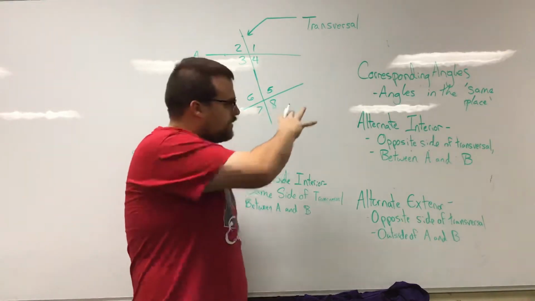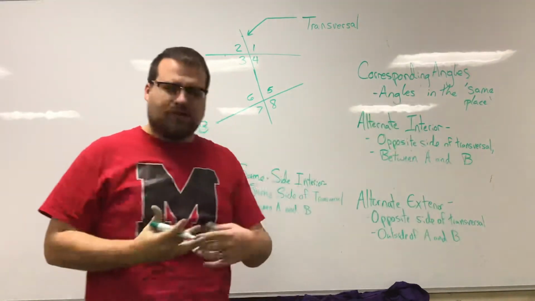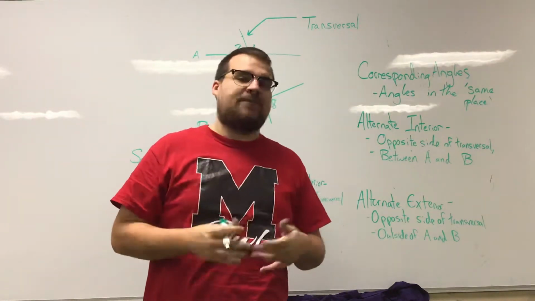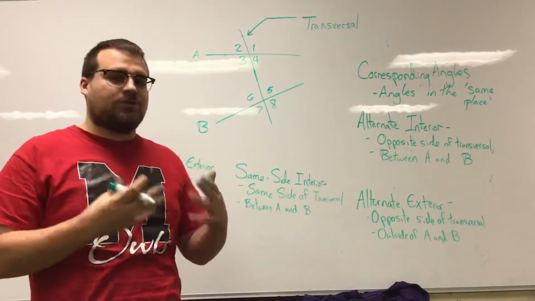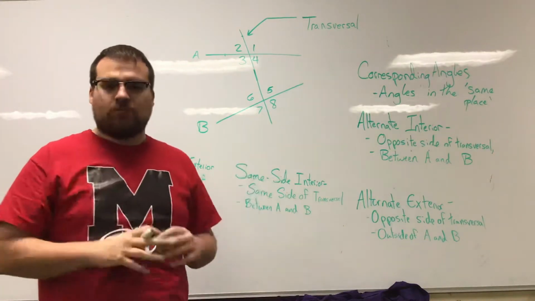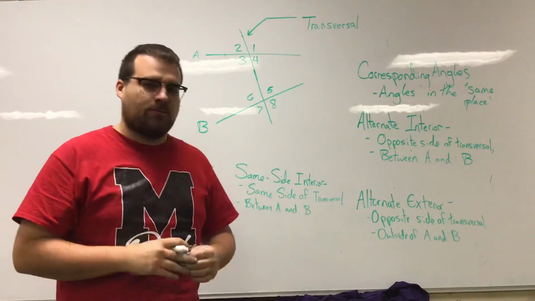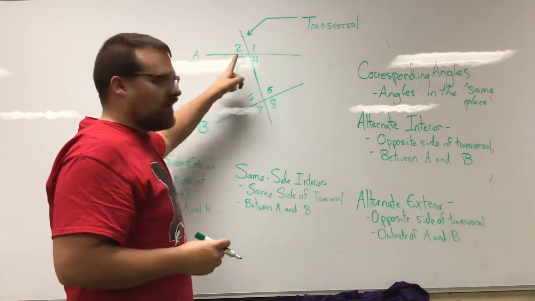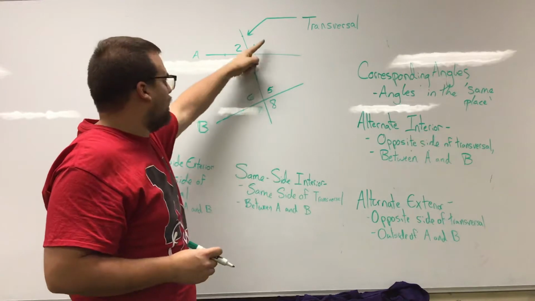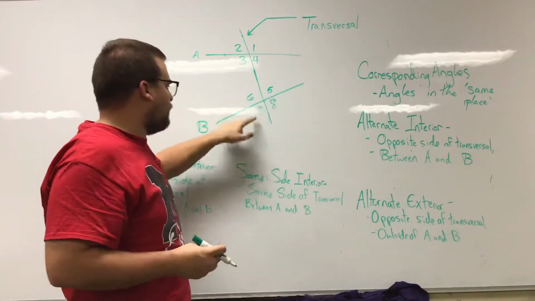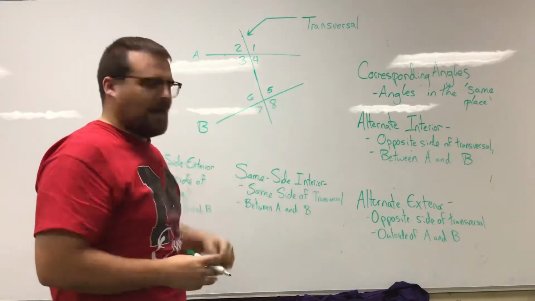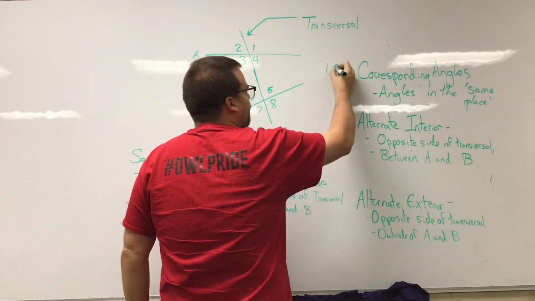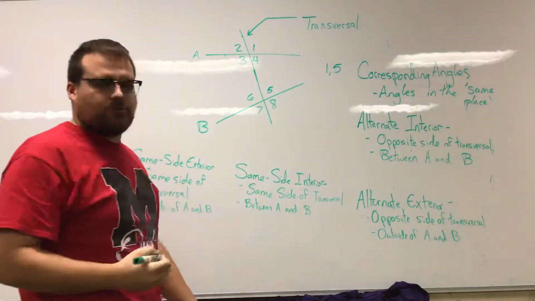Now, the note for the definition that I have here is angles that are in the same place. What that means is angles that are both in, for example, the top right-hand corner of the intersection. So let's look here. In this intersection, what's in the top right-hand corner? Well, angle 1, right? And what's in the top right-hand corner of this one? Angle 5. So therefore, angle 1 and angle 5 are corresponding angles.